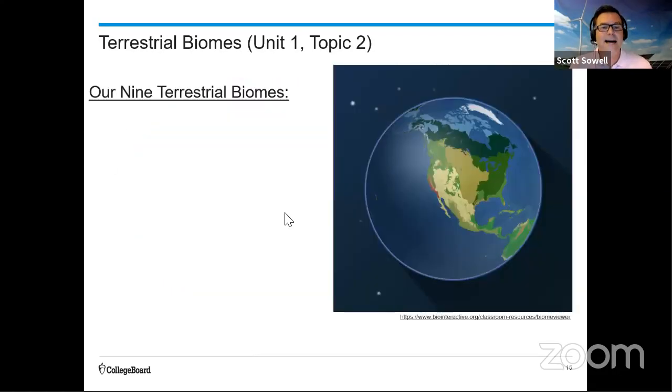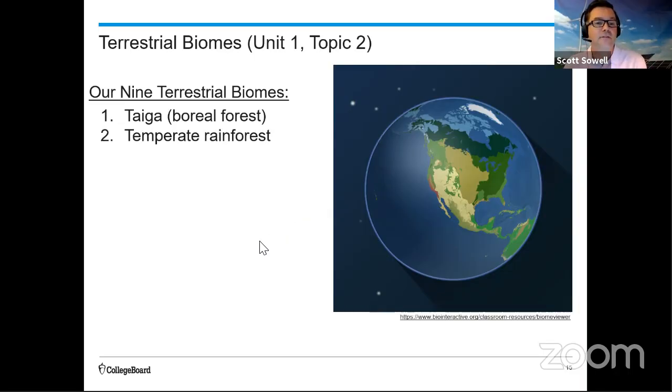So here are our 9 biomes that we must learn. So first of all, we've got the taiga. Now, I put boreal forest next to there because those 2 words are interchangeable. Sometimes you'll see it described as taiga. Sometimes you'll see it described as boreal forest. You should know both of those. Our particular curriculum uses the word taiga, but as you're studying and looking at other resources, boreal might pop up.